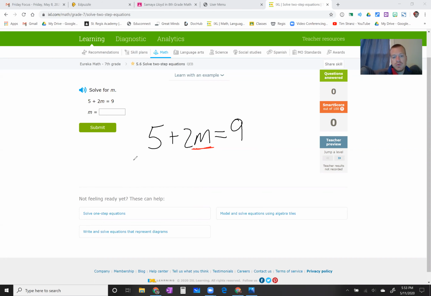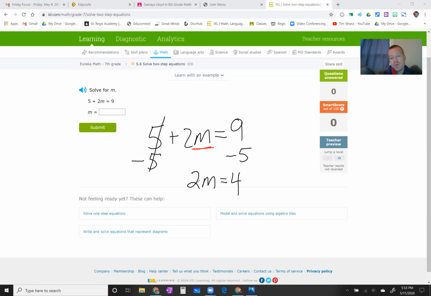First thing I'm going to do is move this 5 over. So to get rid of this 5, I need to do the opposite of this positive 5, which is subtract 5. I also have to do it to this side. Whatever you do to one side, you must do to the other. Okay, so that's going to take out those. All I'm left with now is 2m equals 4. 9 minus 5 is 4.